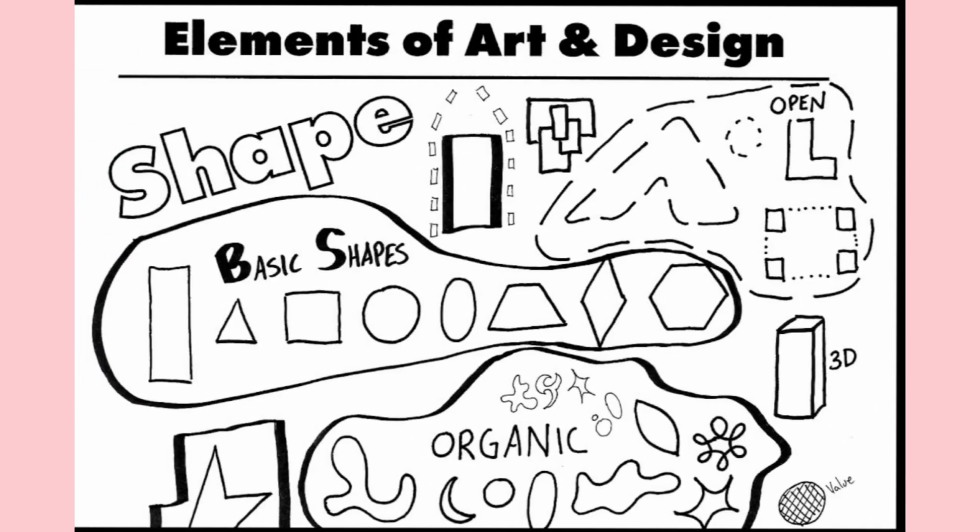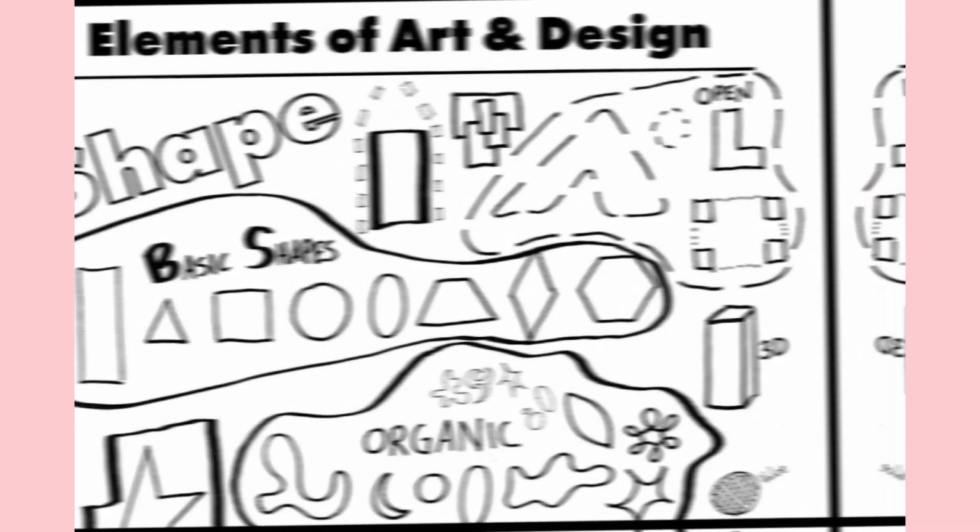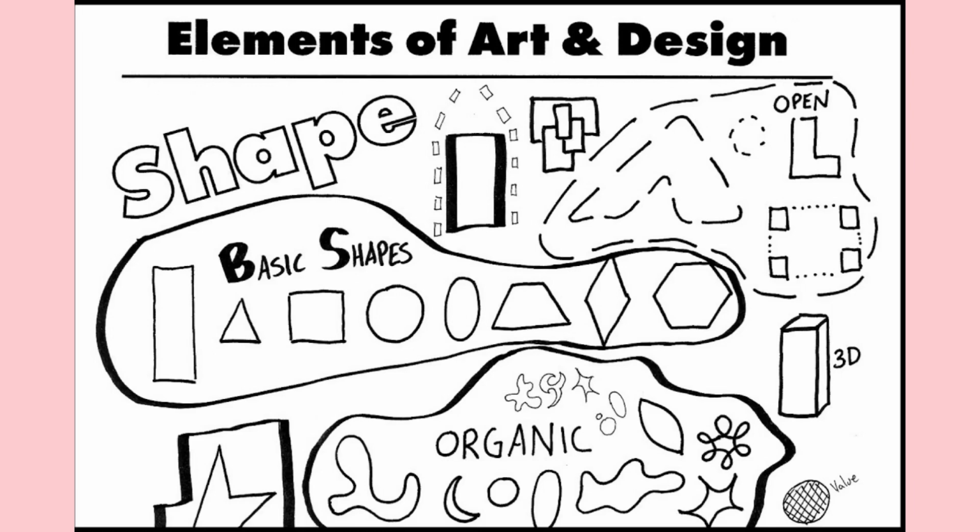A shape is a two-dimensional, enclosed, flat region. When a line crosses over itself, it forms a shape. There are geometric shapes such as squares, triangles, circles, rectangles, and ovals. And there are also organic shapes that we can find in nature, like a leaf or a butterfly.